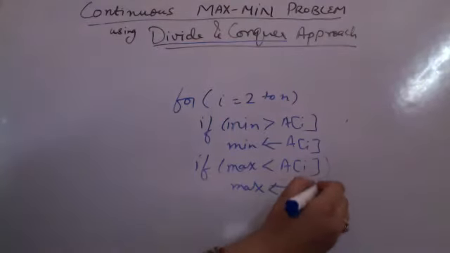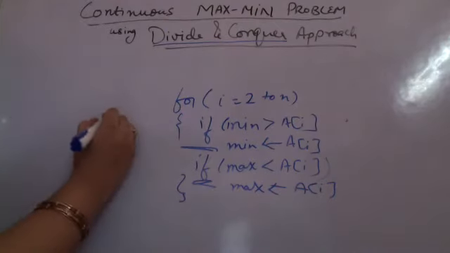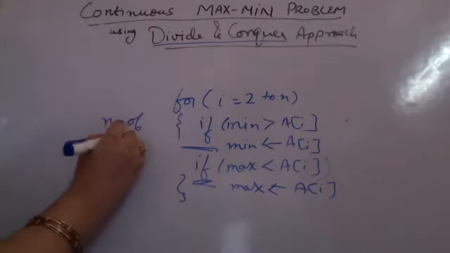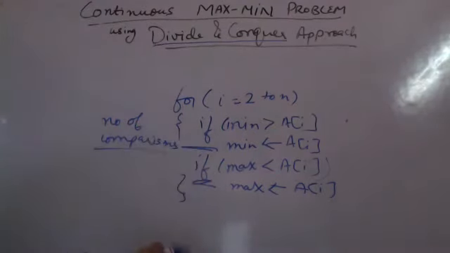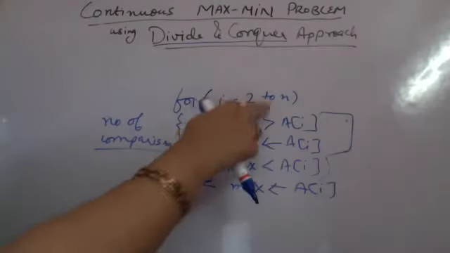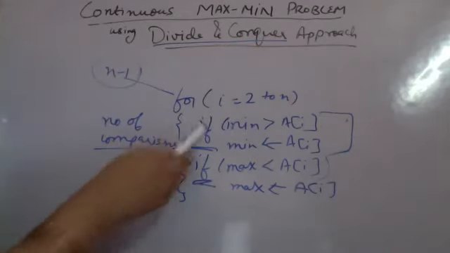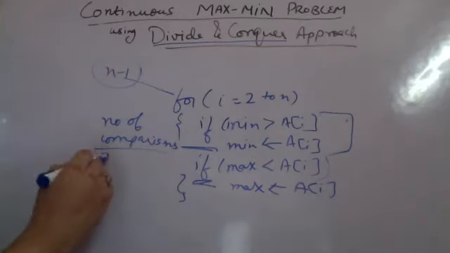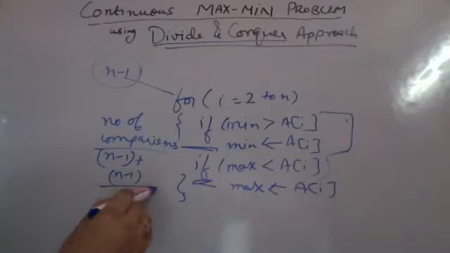So the number of comparisons happening within this for loop is n minus 1 plus n minus 1. The for loop is running only n minus 1 times, that is correct, but the comparisons are individual, so the number of comparisons is n minus 1 plus n minus 1. Am I now clear? Yes, ma'am, I understood. Thank you. So in total it is 2n minus 2 comparisons.